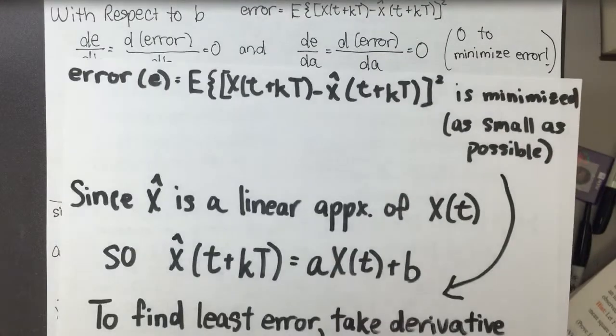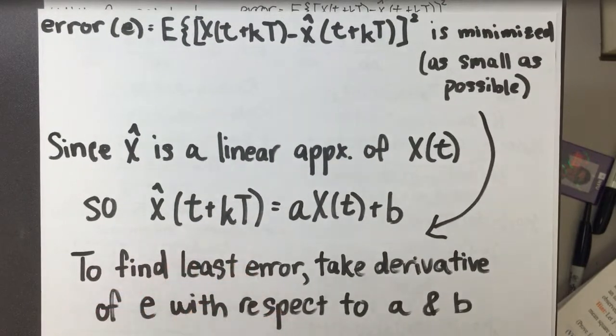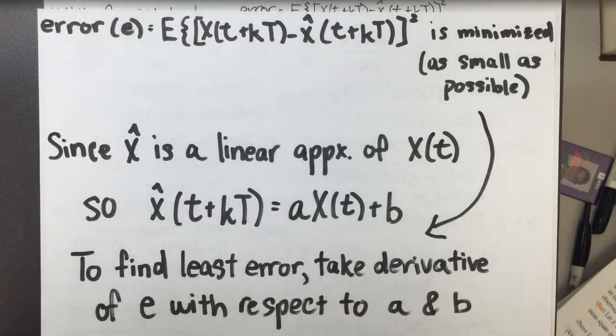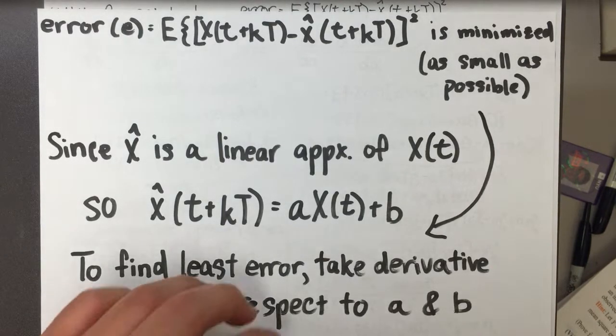Okay, so to look at this, we want to examine the error, and that is the expected value of the quantity x of t plus kT minus x hat of t plus kT, squared, and we want to make sure that error is minimized in order to find what we are looking for. And since x hat is a linear approximation of x of t, we can show that x hat of t plus kT is equal to a x of t plus b. And so to find the least error, we take the derivative of E, the error, with respect to a and b.